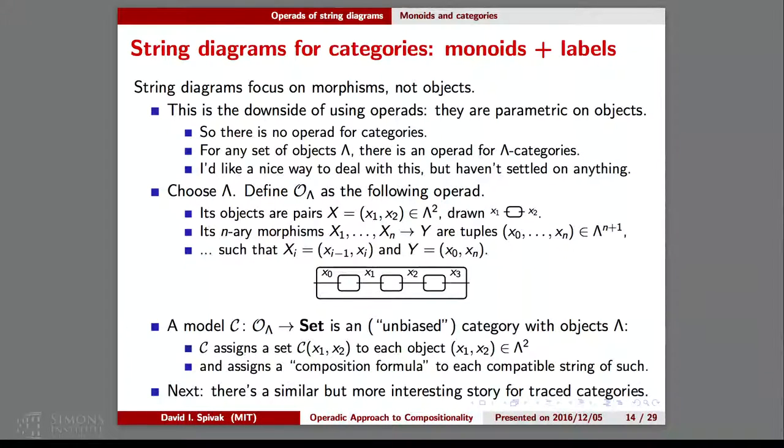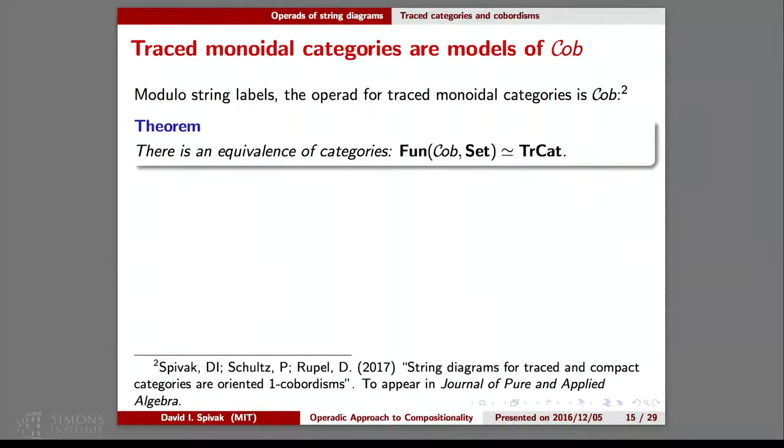But let's just choose my set of objects Lambda, or labels, or types. Define O_Lambda as the following operad. Its objects are pairs of types that are going to stand as the domain and codomain of a morphism. And the n-ary operations are just tuples of labels, such that x0, x1 is the labels for the first morphism, x1, x2 is the label for the second, etc., and y is the outer labels, x0, x3. So it says that if I have a sequence of morphisms such that the domains and codomains match up correctly, then I can compose them. So again, it's an unbiased approach: instead of having just a two-ary and a zero-ary composition, a unit and a multiplication, there's an n-ary multiplication.